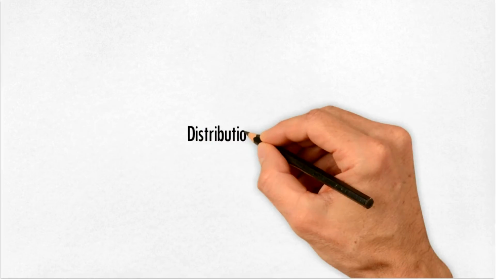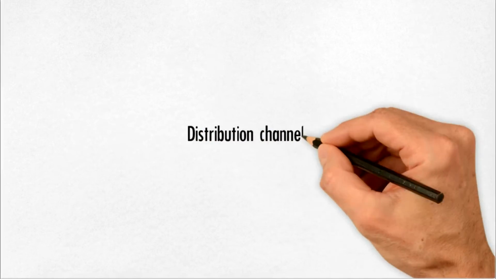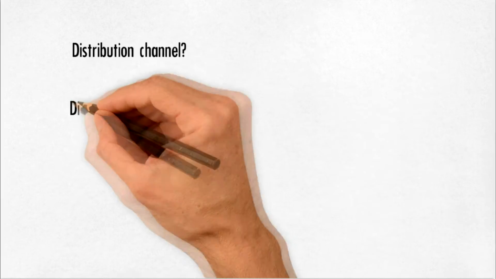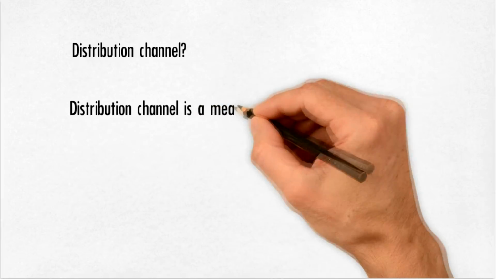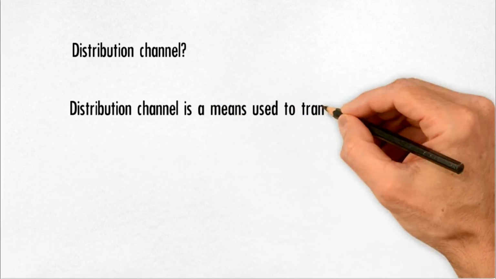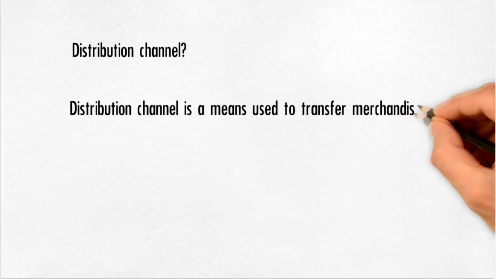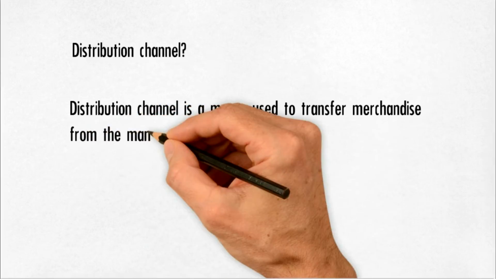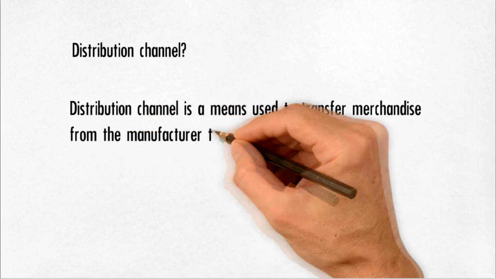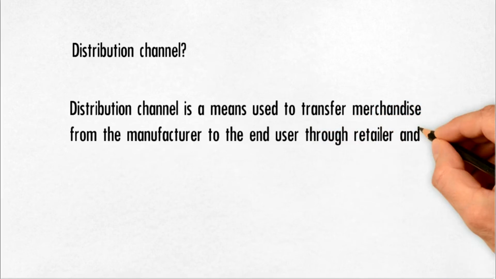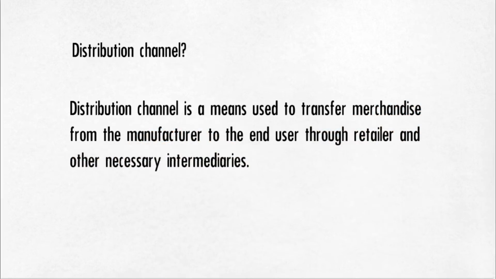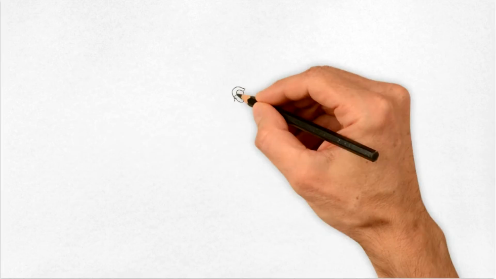Now let's see what a distribution channel is. A distribution channel is a means used to transfer merchandise from manufacturer to end user through retailers or other necessary intermediaries. An intermediary in the channel is called an agent or a middleman. Channels normally vary from 2-level channels without intermediaries to 5-level channels with 3 intermediaries.